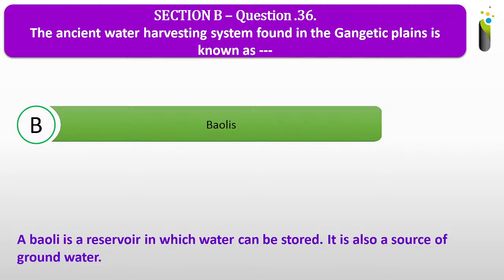And the correct answer for this question is B, Beolis. Almost everybody, Kalpana, Kuldeep, Anya, Agatha, Smart Girl, Arushi have answered perfect. Remember, a Beoli is a reservoir in which water can be stored. It is also a source of groundwater. So, the ancient water harvesting system found in the Gangetic Plains is known as Beolis.